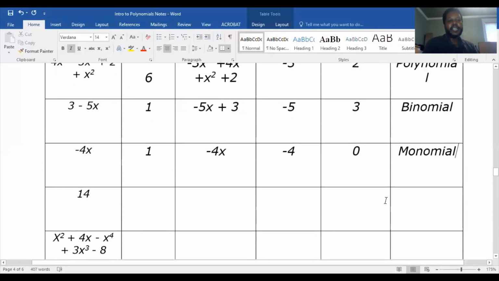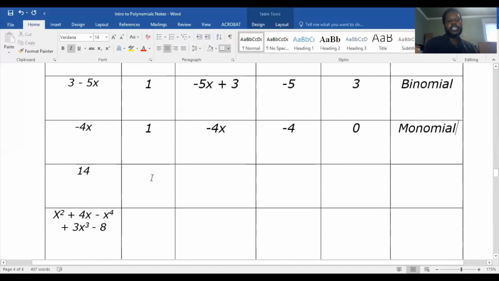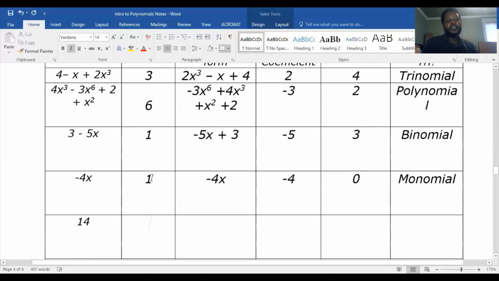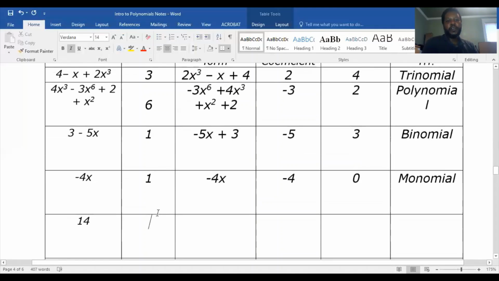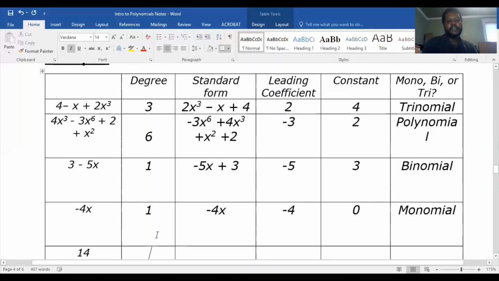Let's try this next one. So we have 14. There's no variable. So what's the degree? If we don't have a variable, what's the degree? There's no variable, so our degree is actually 0. You have to have a variable to have a degree. So when there's no variable, there's no degree.